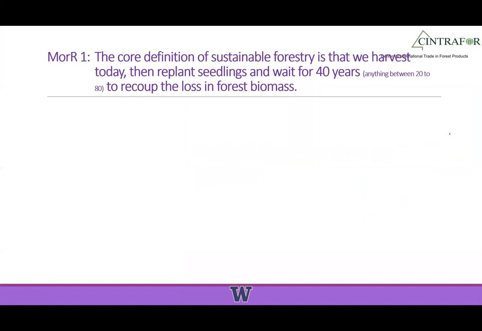So the first one I keep hearing is that the core definition of sustainable forestry is that we harvest today, we replant, we wait for 40 years, or any variation of that. It can be 20, it can be 80, and recoup some of the loss in the forest biomass over the years, when that carbon that we lose because of the harvest gets sequestered back in the forest biomass. I would say that this is a widely circulated misunderstanding, a myth.